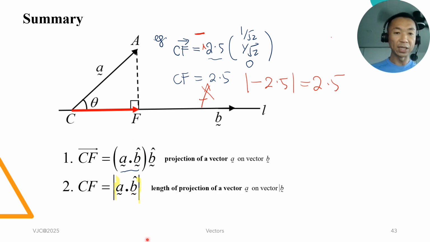So in other words, this is known as the length of projection. There's only one difference. The length of projection is basically a scalar. The projection is a vector, which is actually the CF vector.